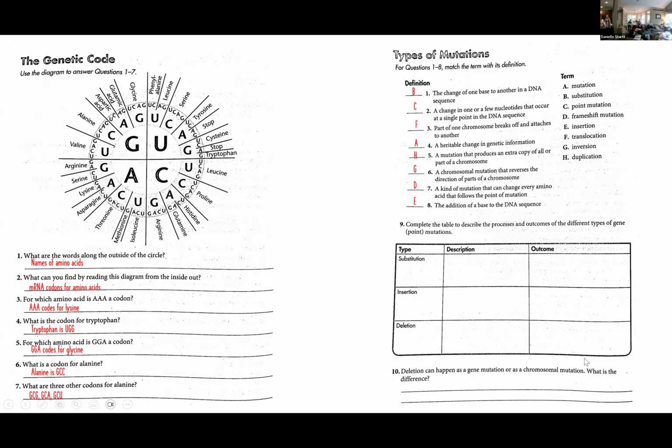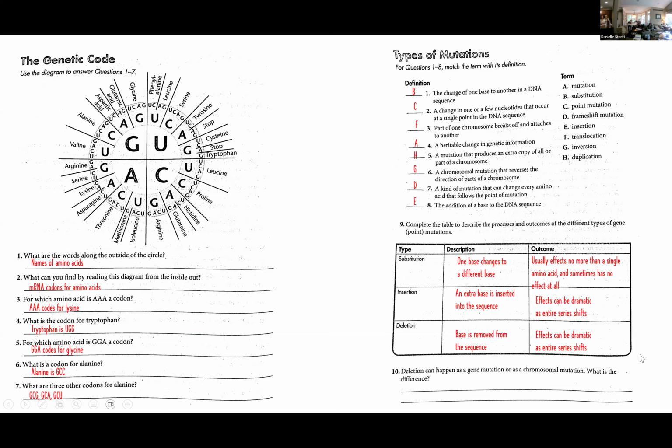Yep. All right, so a substitution, the description would be one base changes to a different base, and the outcome would be that it usually affects no more than a single amino acid and sometimes has no effect at all. An insertion is when you add a base to the sequence, and the effects can be dramatic because it causes a frame shift. It shifts the entire series. A deletion is when you remove a base from the sequence, and its effects can be dramatic because it causes a frame shift and shifts the entire series. Deletion can happen as a gene mutation or as a chromosomal mutation.